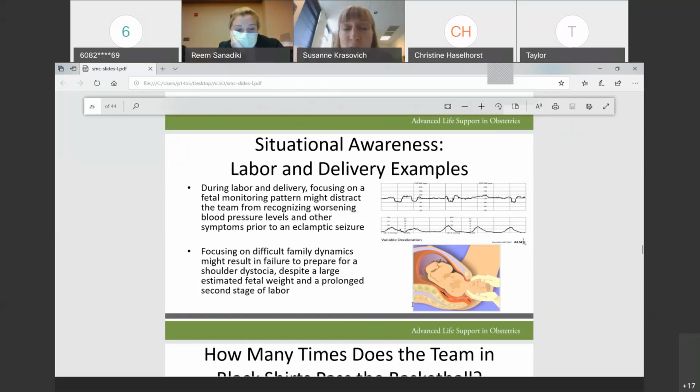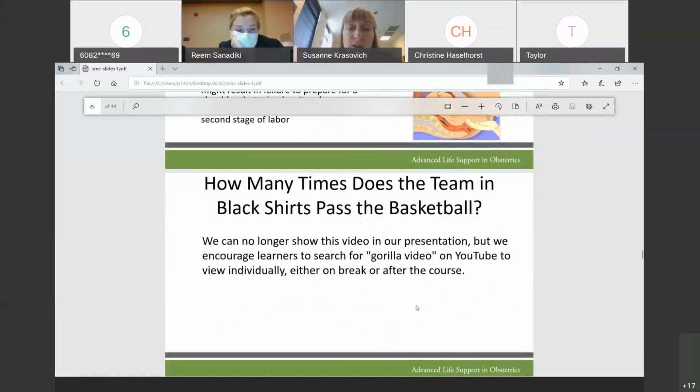Or you might be focused on some sort of difficult family dynamic, and that may actually distract you from preparing for a shoulder dystocia, even though you're aware of some potential risk factors, like a large estimated fetal weight or a prolonged second stage of labor. So there's a video that also used to always show.